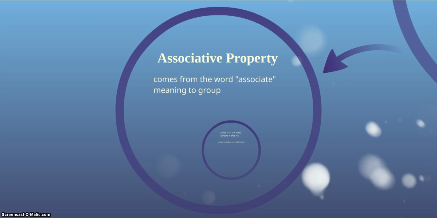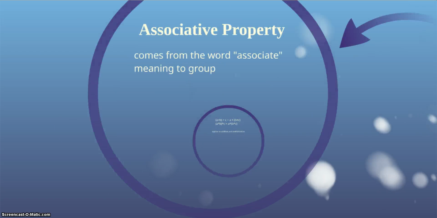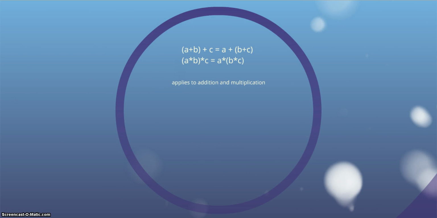The associative property comes from the word associate, meaning to group. So what this means is that (a + b) + c is equal to a + (b + c), or (a times b) times c is equal to a times (b times c). This also only applies to addition and multiplication.